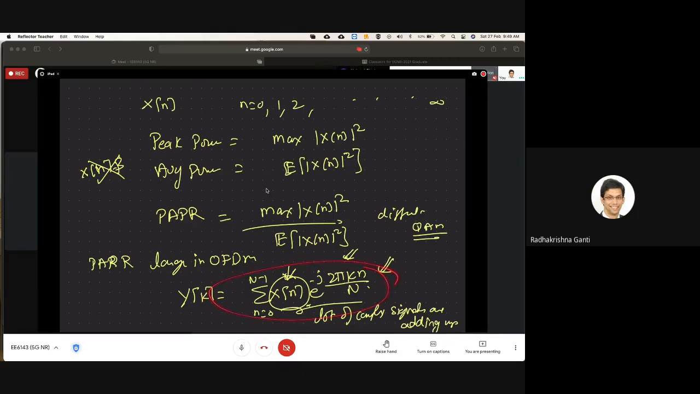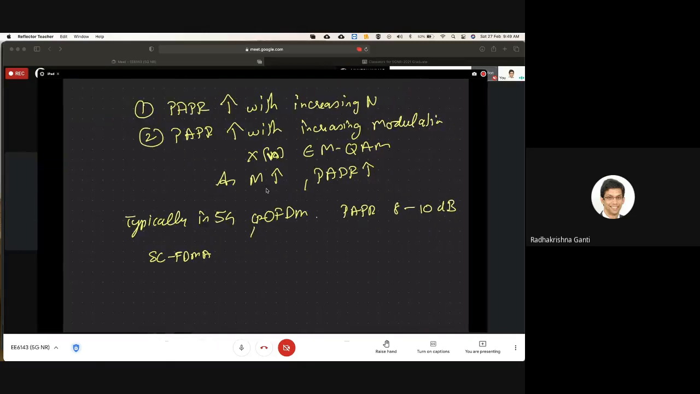Okay. So SCFDMA looks almost like a single carrier, because the FFT effect will go away. That's why it decreases the PAPR.